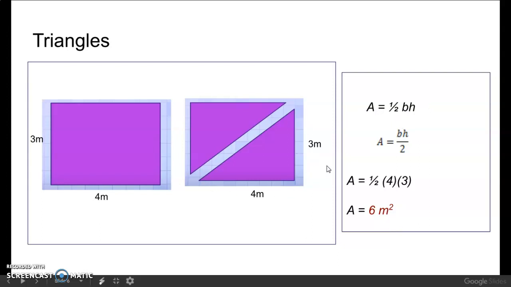Base here, height here. For some reason, with triangles, we call it base and height, and with rectangles, we call it length and width.